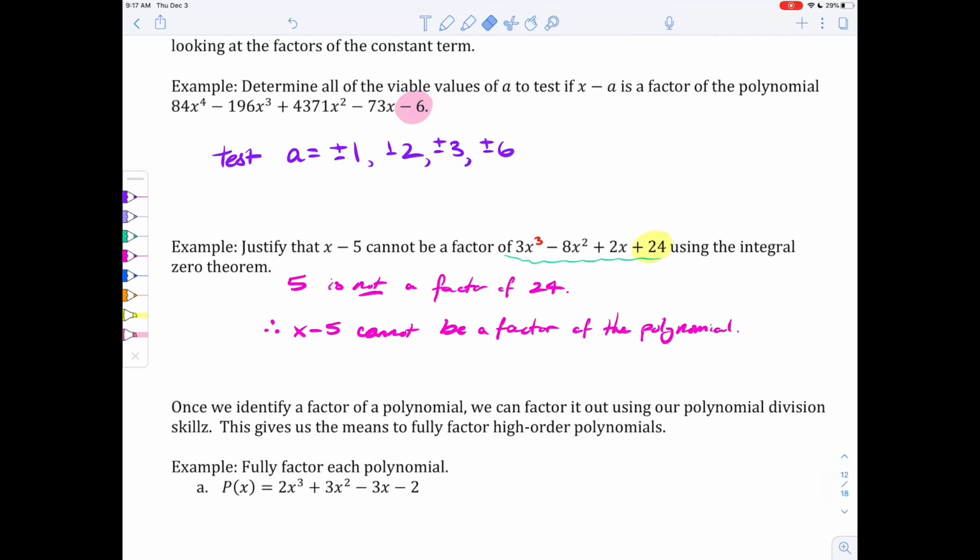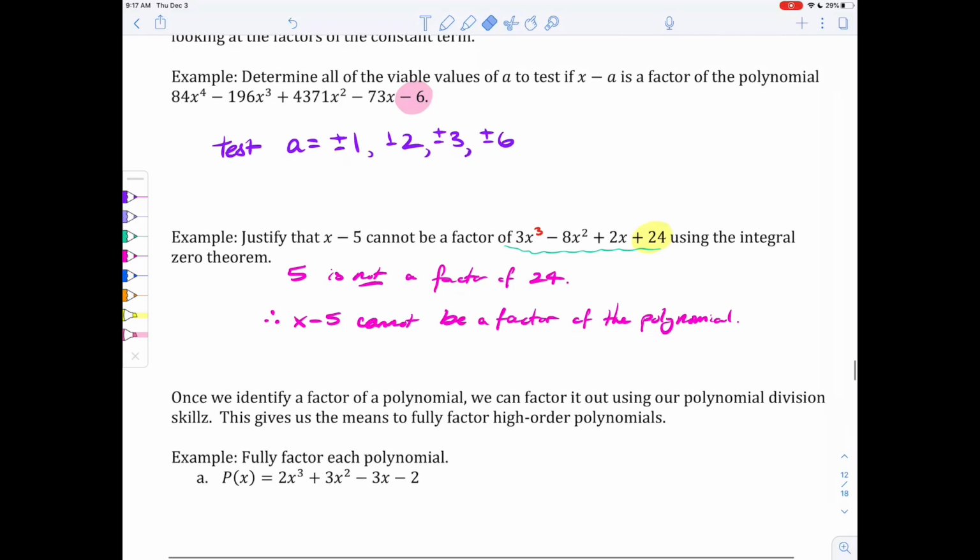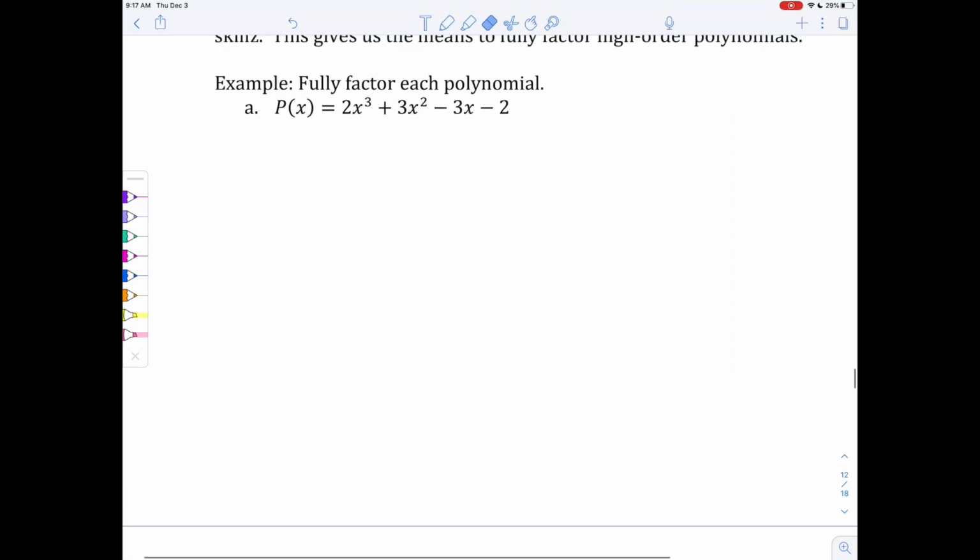And once we have that, we can factor it out. So it gives us the means to factor initially. But then once we factor that a little bit, we can factor further and further. We can keep factoring until the polynomial is factored as much as it can be. For example, we are going to factor this thing. When I'm factoring that, the first thing I'm going to do is state my test values. And this is something that you do need to show.